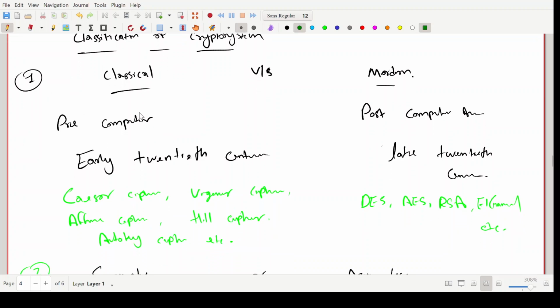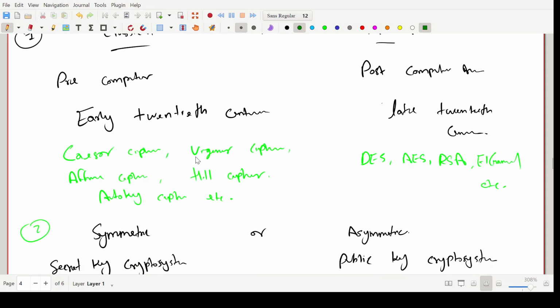If we are having pre-computer era, the crypto systems which are before the invention of computers or in use of computers, that is called classical crypto system, and modern crypto system, that is post computer era. So you can simply say that early 20th century crypto systems are classical, and after that is modern crypto system. So examples are Caesar cipher, Vigenere cipher, Affine cipher, Hill cipher, and this one.